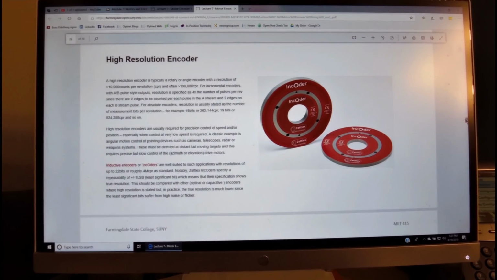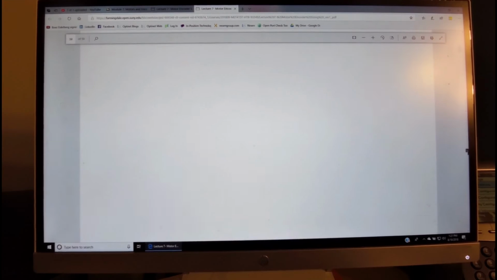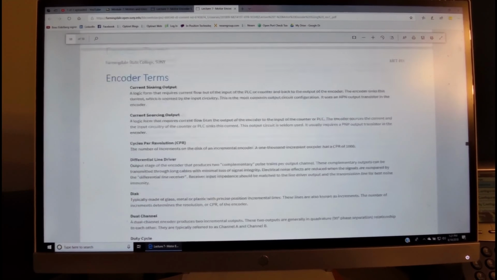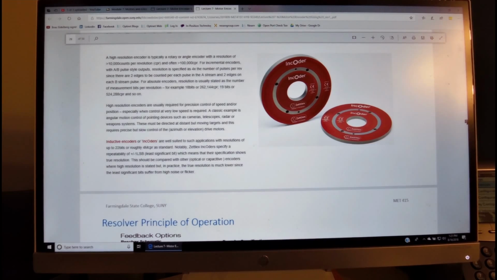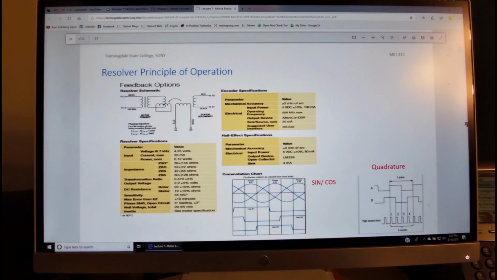This is an example of an induction encoder, a high resolution encoder that is typically used in high velocity applications. It tells us that this particular encoder can run up to on the order of 100,000 cycles per revolution. It has, of course, the advantage, like many other encoders, that it is totally non-contact.